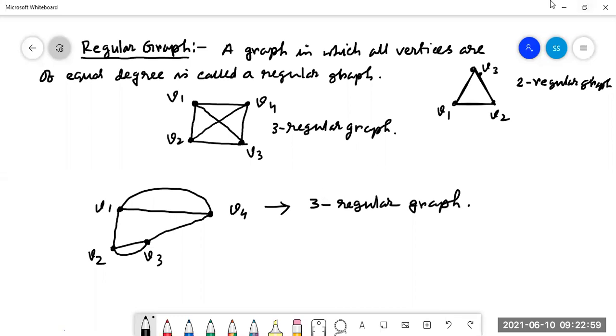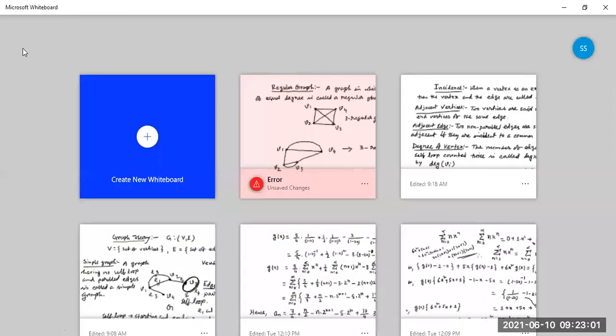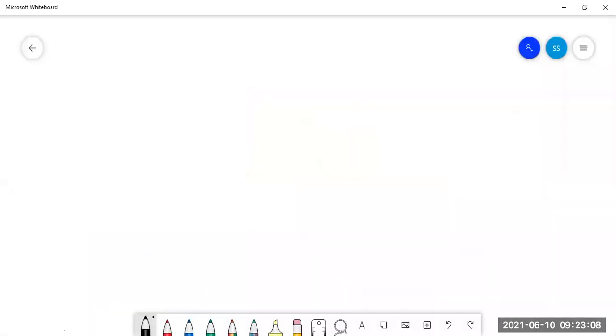Yes, sir. So we are going for the next definition. Here at first we have to make all those definitions. After that we have to go for the problems. Now isolated vertex.